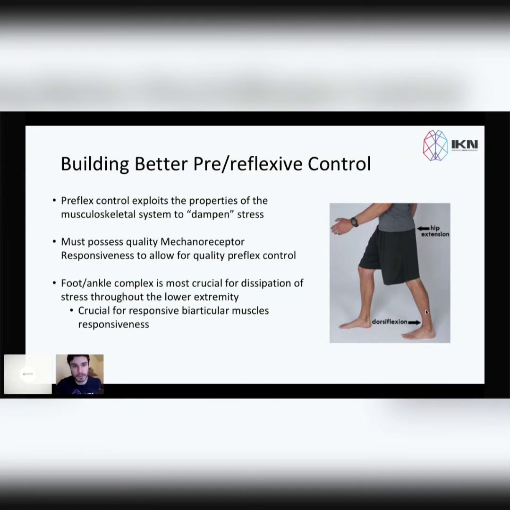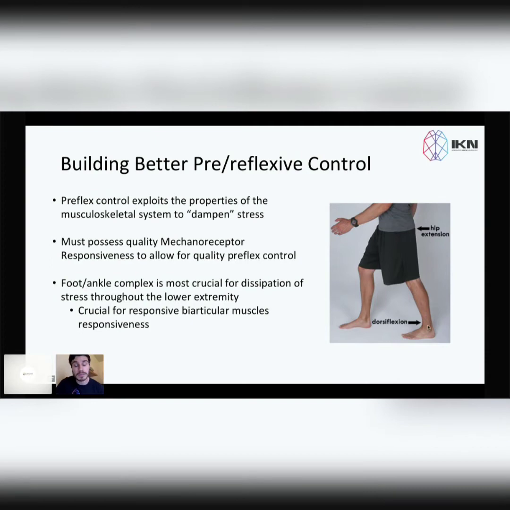Okay, so when we're talking about preflexive control properties, we're looking at, again, the responsiveness of those tissues, the mechanoreceptive responsiveness. How quickly can those tissues respond when that foot hits the ground? That's the key, right? Because that's what's going to help set up an environment throughout that lower limb to dampen stress well. It's crucial for force dissipation, right? And it's crucial that we're responsive through that foot, especially when we start to engage the metatarsal heads. Am I sinking into dorsiflexion? Am I sinking into more hyperextension at the knee, which you'll see quite a bit?